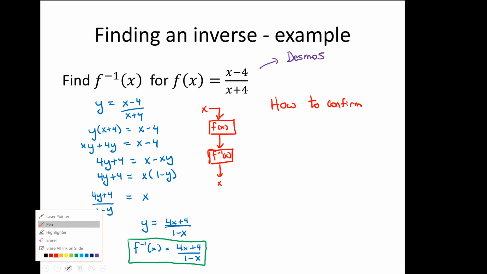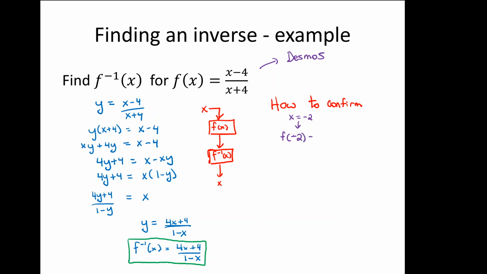So f of x does something to x, f inverse undoes that operation, giving you the original input. So I'm going to choose, let's see, I'll pick -2 because I don't want fractions, and I'm pretty sure that won't give me a fraction. So I'm going to plug that into f of x, so f of -2: -2 minus 4 over -2 plus 4, so -6 over 2, which is -3.